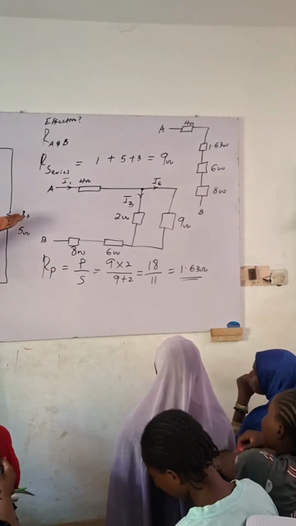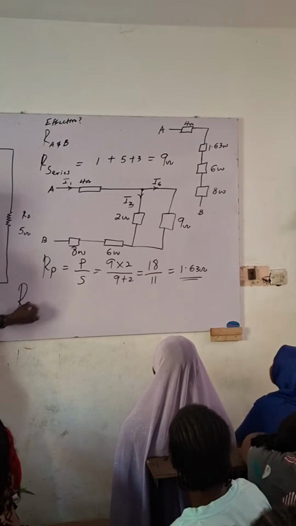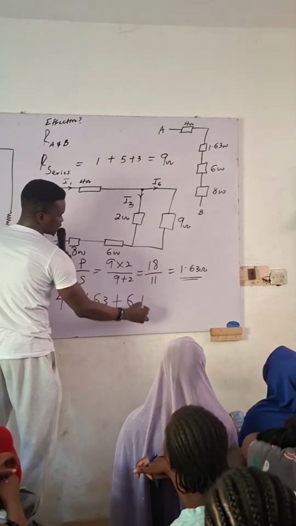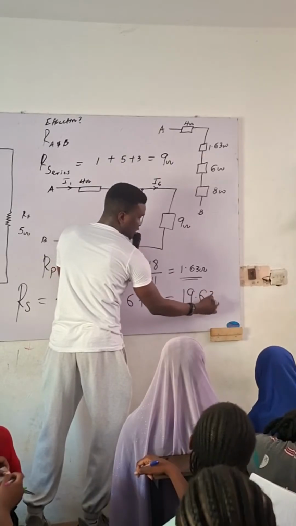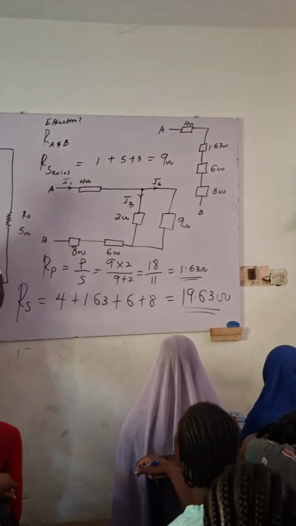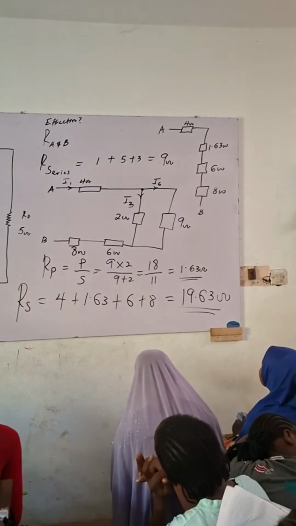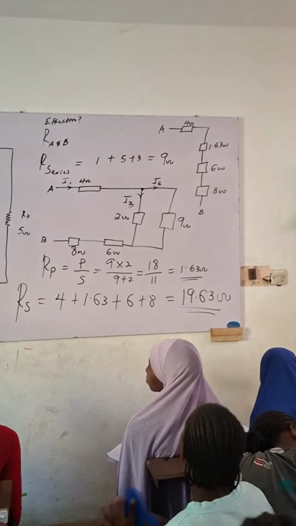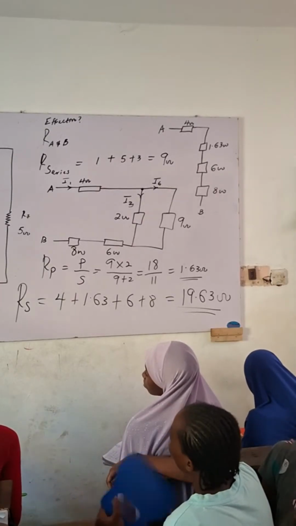So now, what will be our final answer? We'll now do our series. So our series will be equal to 4 plus 1.63 plus 6 plus 8. And what would that be in total? 19.63 ohms. It's not there. It's not there. 40.4. Where is the error? And that's how the diagram is. Can I see the question?